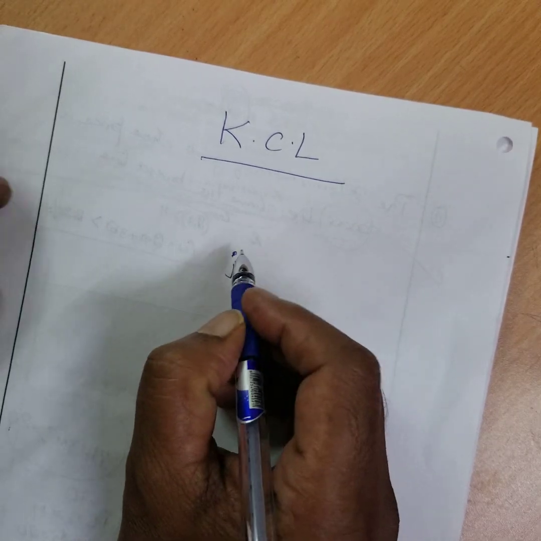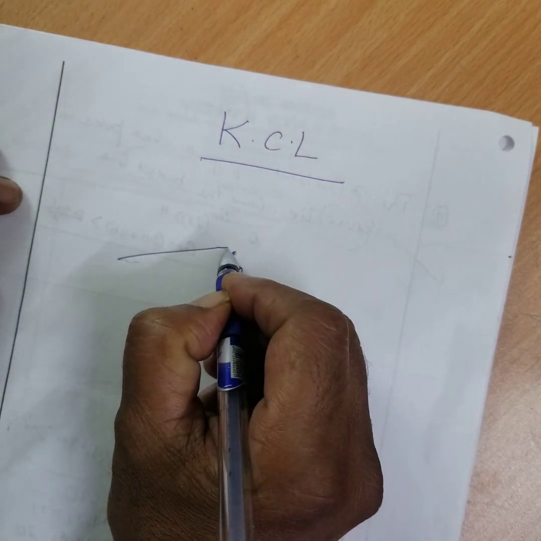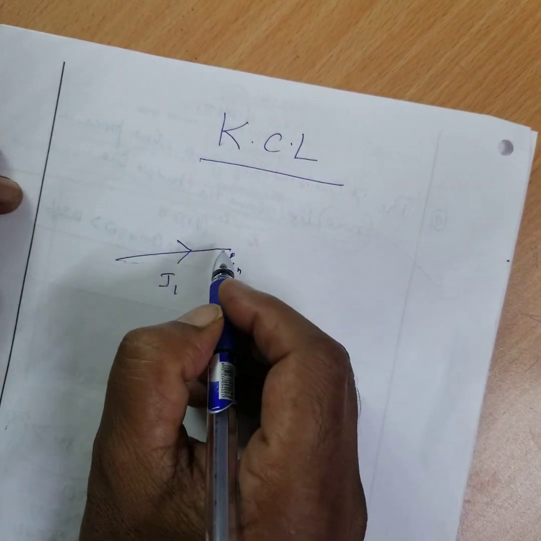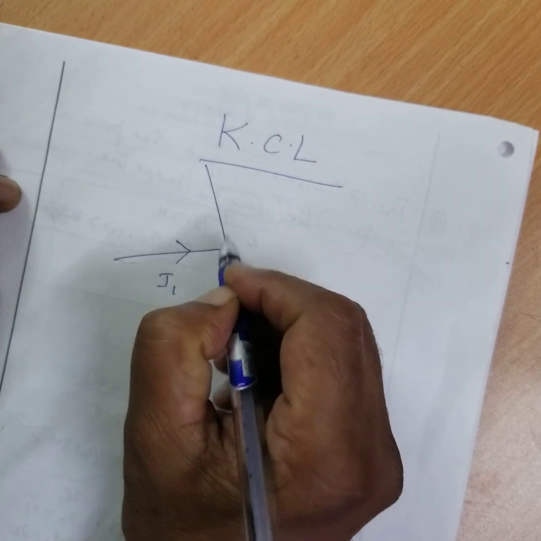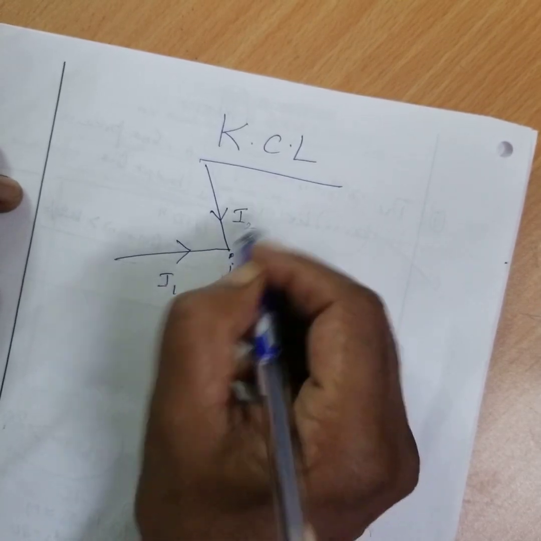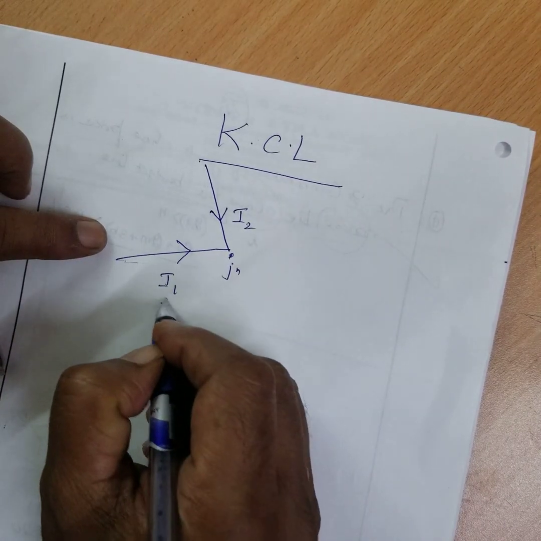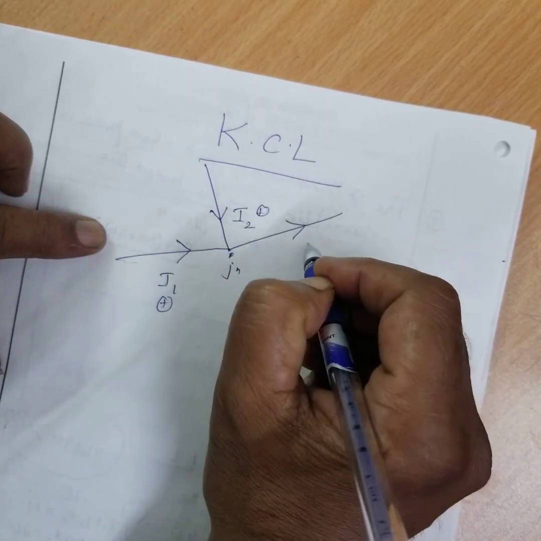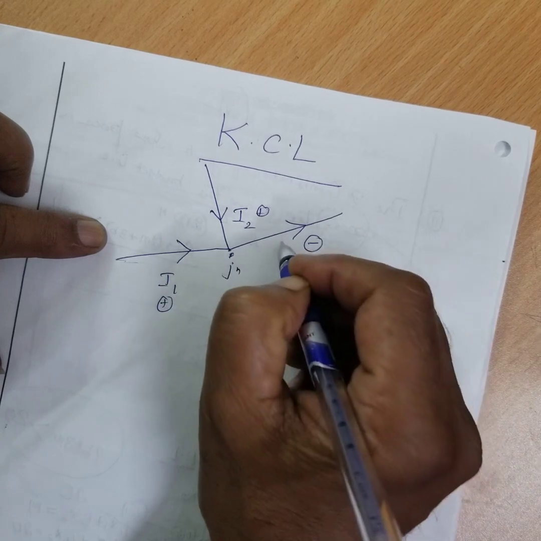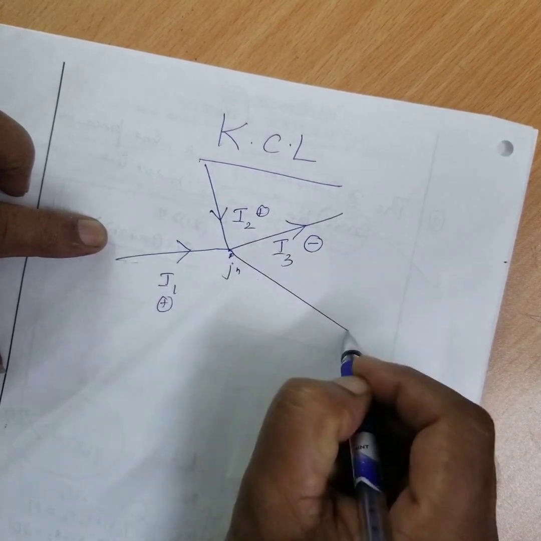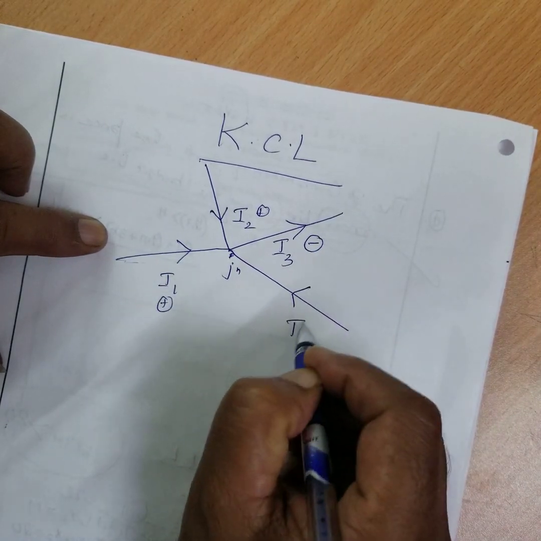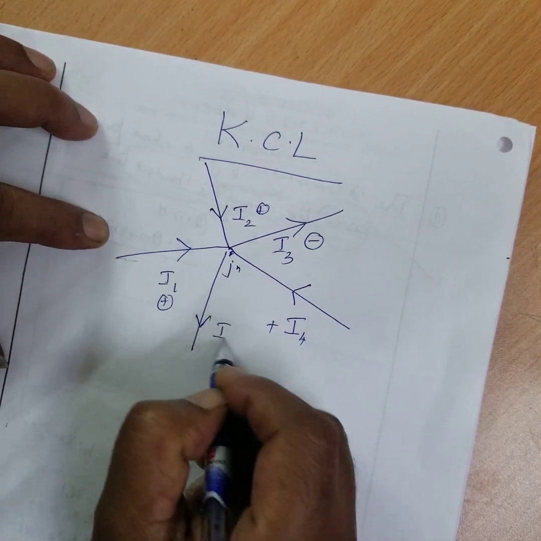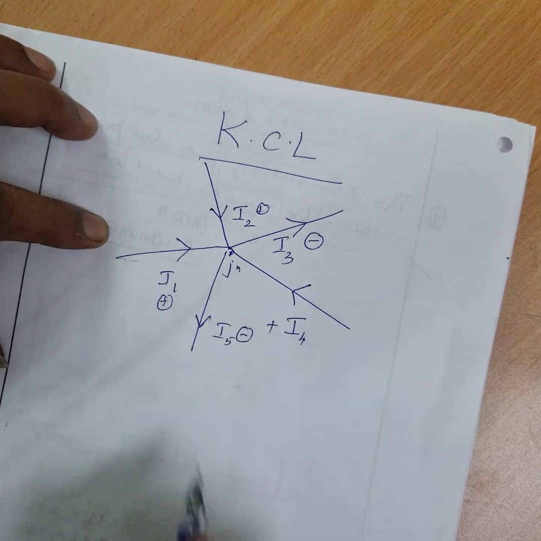junction, and current entering the junction I take as positive. I1 is entering the junction, positive. Here also I take I2 as positive, it is entering the junction. Current leaving the junction is negative, this is I3. I4 is entering the junction, positive. Current leaving the junction, I5, is negative.